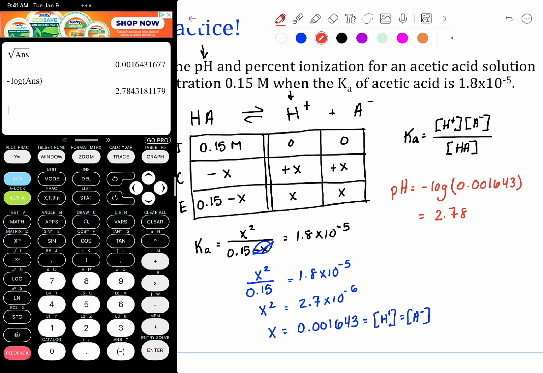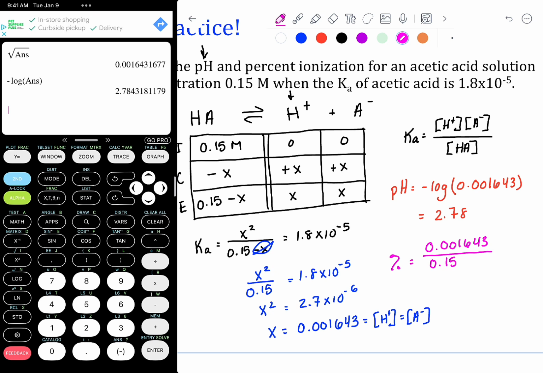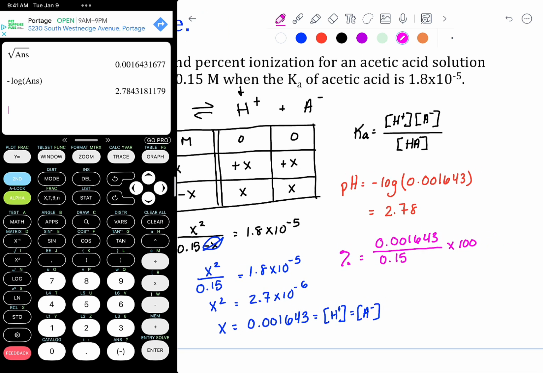Okay, now for percent ionization, that is equal to the H plus concentration at equilibrium, so it's going to be that 0.001643, divided by the initial concentration of the weak acid, which was 0.15, and we'll multiply that by 100 to get a percentage. So again, that's just our ratio, our equilibrium H plus concentration over our initial concentration of that acid.